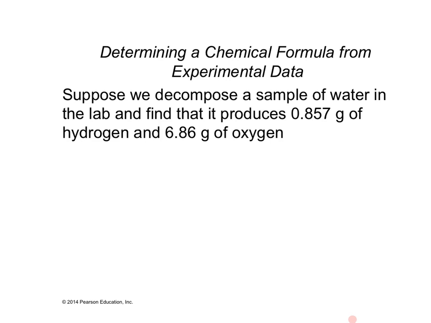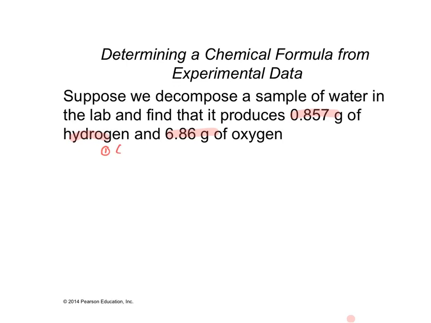So we're going to go ahead and take the masses that we were given of each of the 2 elements. We've got 0.857 grams of hydrogen and 6.8 grams of oxygen. And our first step in doing this is converting these to moles. So number 1, we're going to convert our grams to moles.